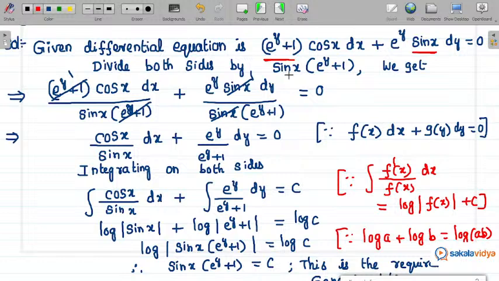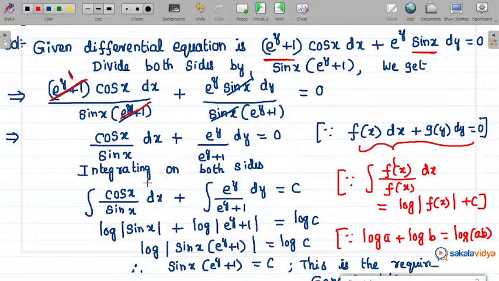So, divide both sides by sin x into e power y plus 1, we get cos x dx by sin x (e power y plus 1). The e power y plus 1 terms cancel, we get cos x by sin x dx plus e power y sin x dy by sin x (e power y plus 1). Sin x gets cancelled, we have e power y by e power y plus 1 dy, which is equal to 0. So, now it is in the form of f of x dx plus g of y dy is equal to 0.